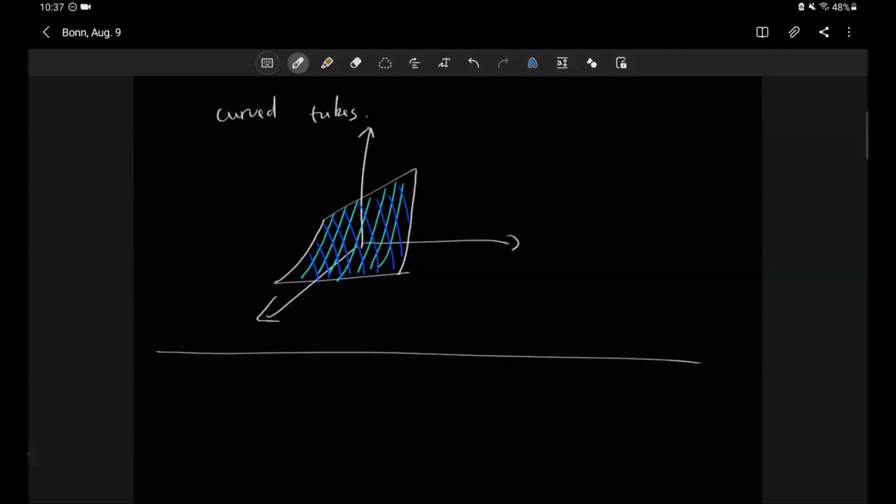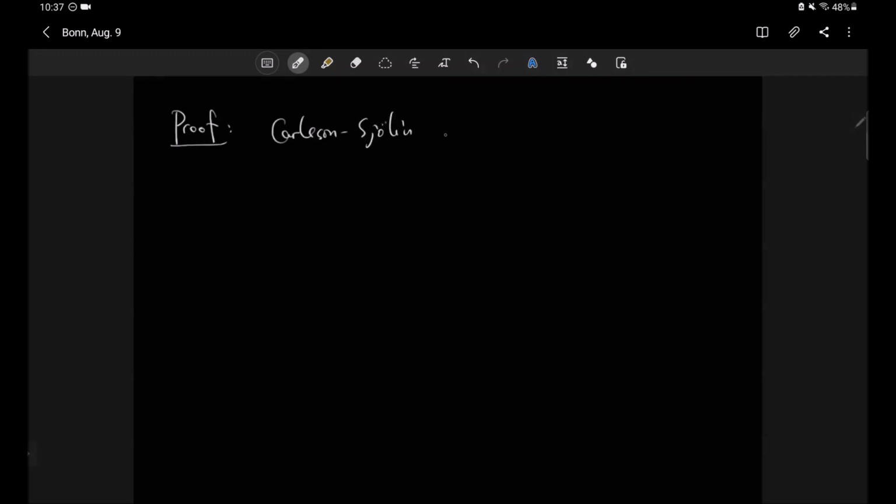Okay, cool. So let me say a few words on the proof of our result. We first do the well-known Cardassian-Schilling reduction.